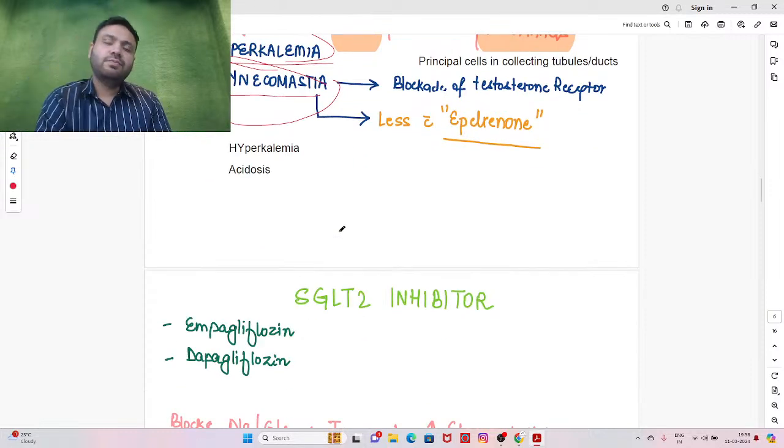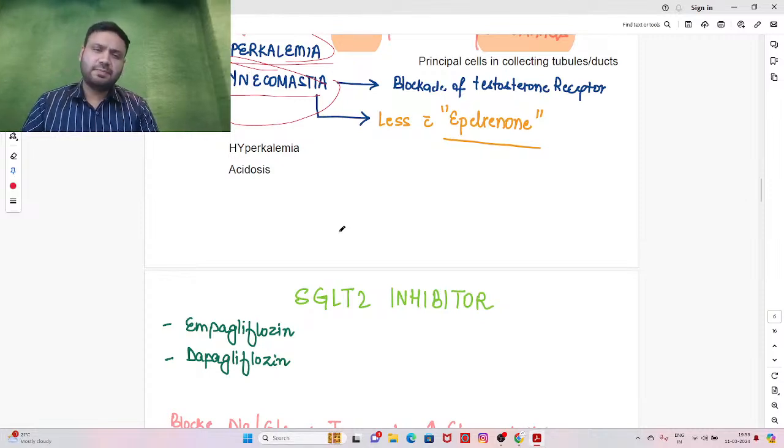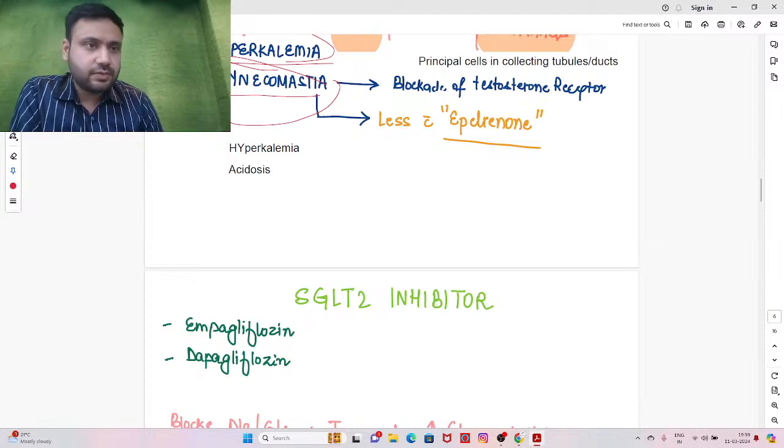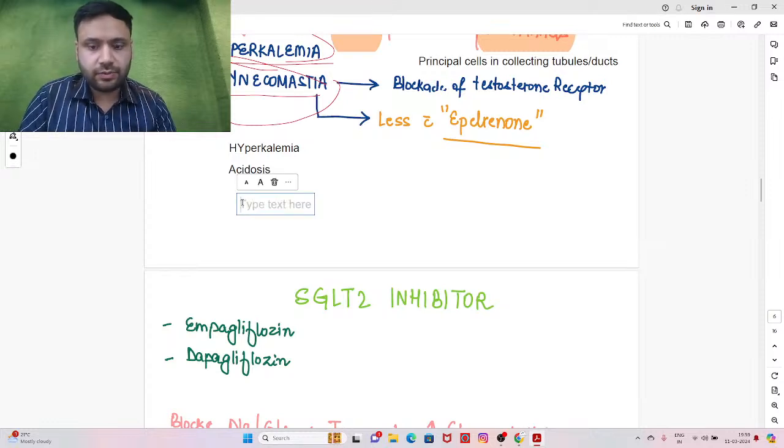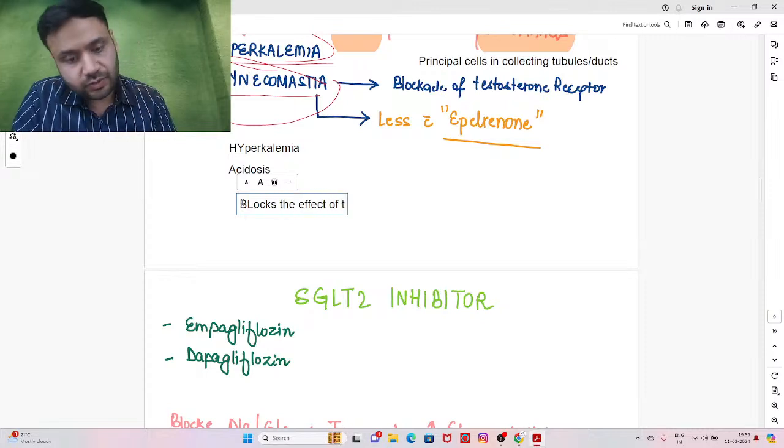And all of you must be wondering why spironolactone causes gynecomastia. It is because spironolactone blocks the effect of testosterone.